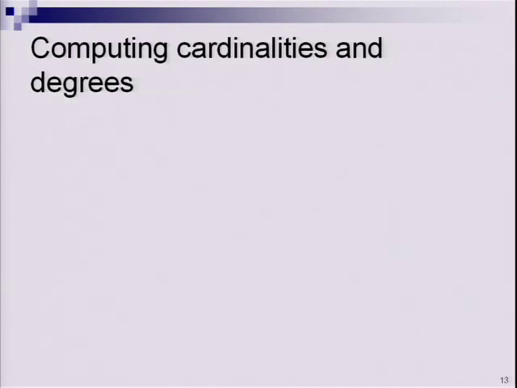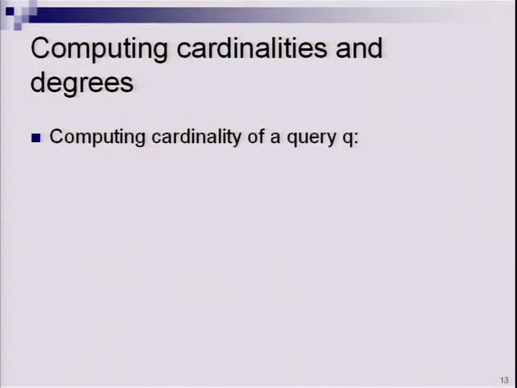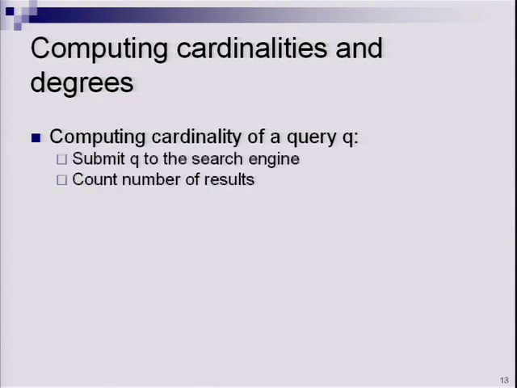Okay. Now we note the following observation. It's relatively easy to compute cardinalities of queries and degrees of documents. So how would you compute the cardinality of a given query Q? You just simply submit Q to the search engine. You get back the results. You do not rely on the reported number of results, because this is notoriously bad. You just count the number of results, and that's the cardinality.